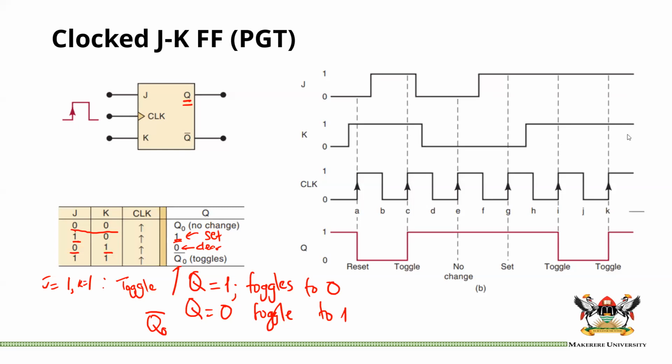Now, let us look at this. We have the J. This is a timing diagram. We have J, we have K, we have our clock. And we see here that initially Q is a 1. So really what this means is that Q naught is a 1.